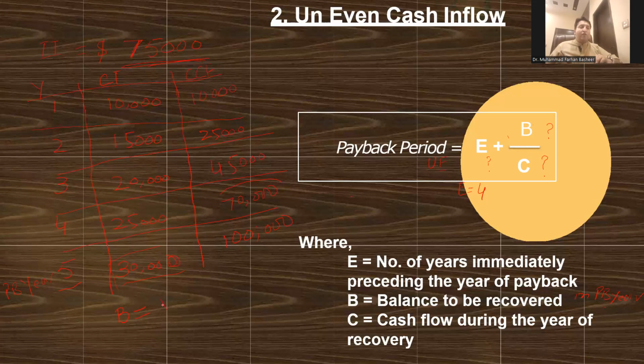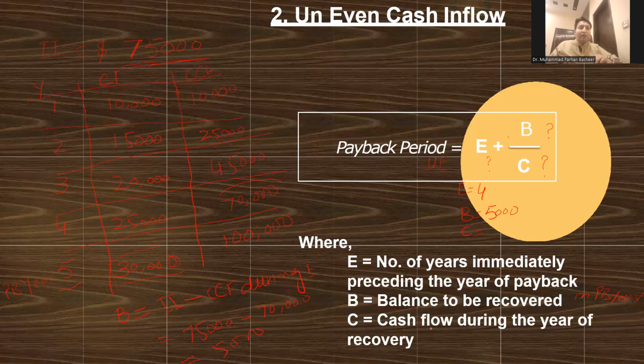Balance to be recovered, or B, is initial investment minus cumulative cash flow during E. Initial investment is 75,000 and cumulative cash flow during the fourth year is 70,000. Their balance is 5,000. So B is equal to 5,000. And now what is C?